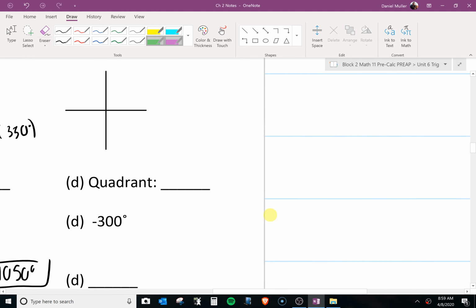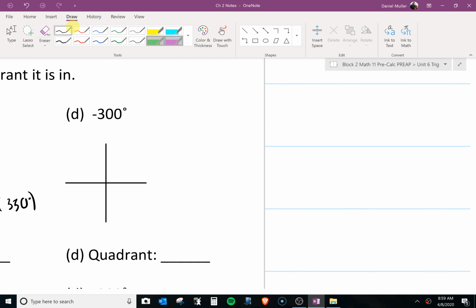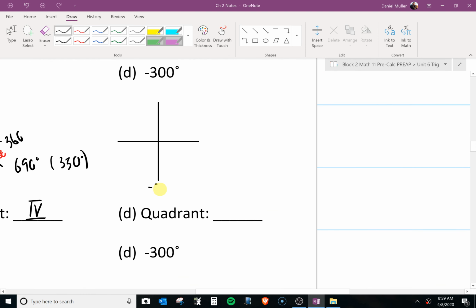Lastly here, I need to draw negative 300, which is actually pretty easy because that says negative 90, negative 180, negative 270, negative 360. Halfway in between is the 315 one, so negative 315, and so between 270 and 315 would be 300, so somewhere like that. That would be negative 300 between 270 and 315. So there's negative 300. I need to go in the negative direction.